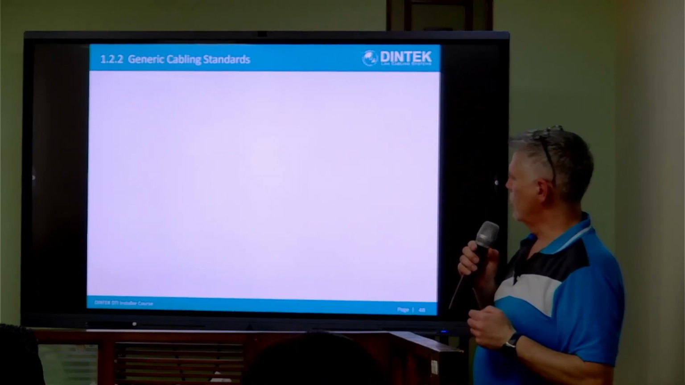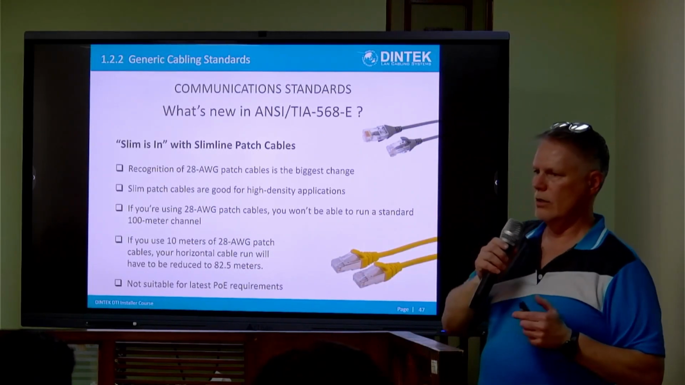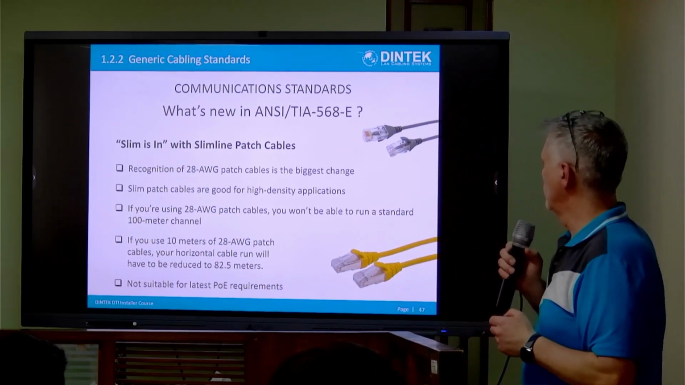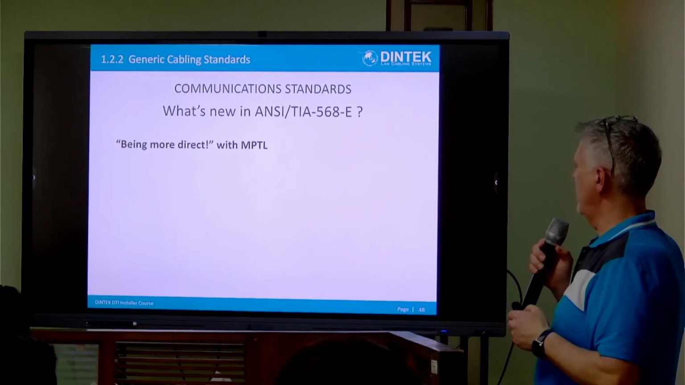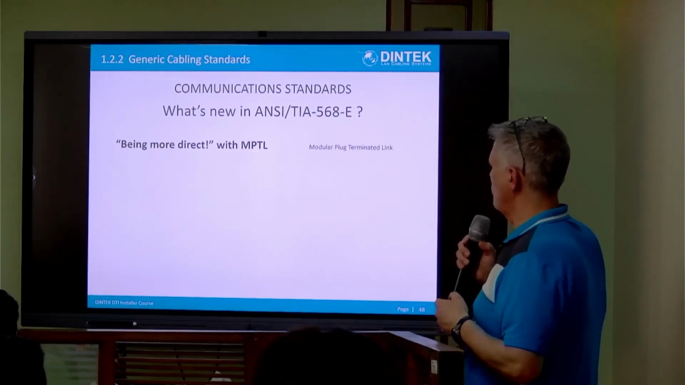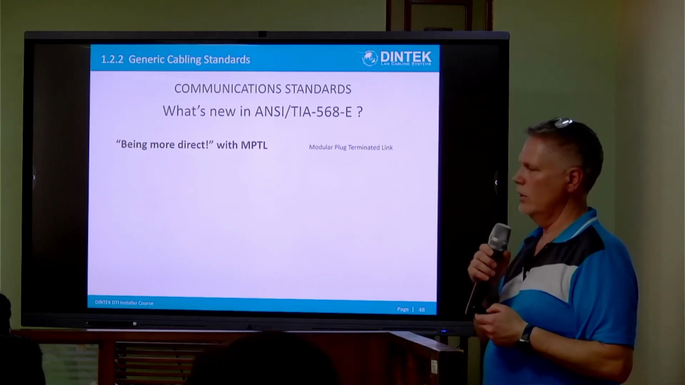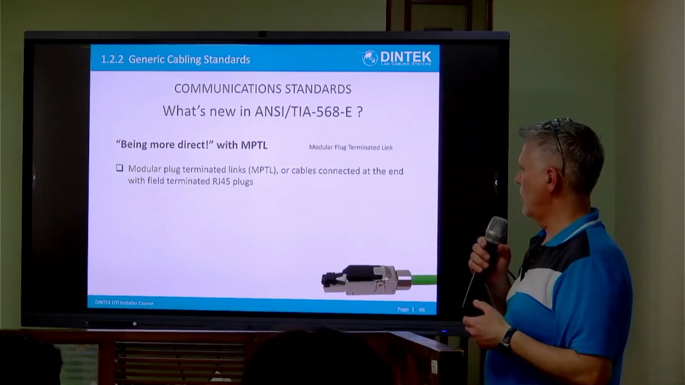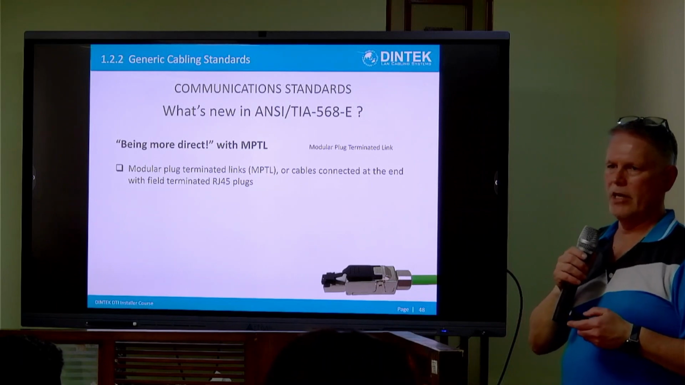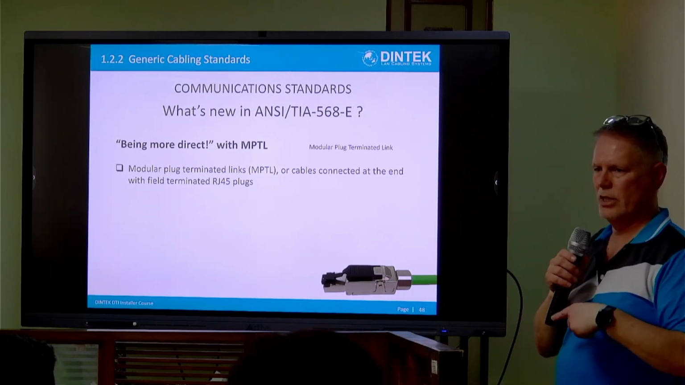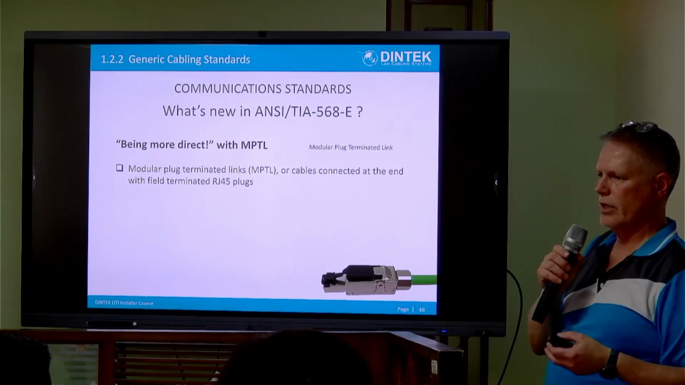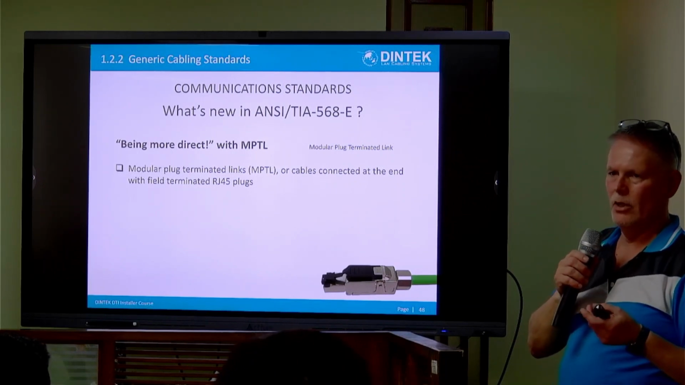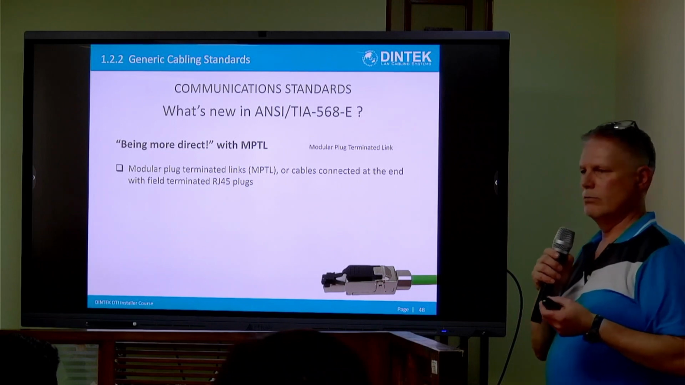They're also not suitable for PoE. They brought in the MPTL, modular plug terminated link it's called, also called field terminated plugs. We're going to do some of these today. So the field terminated plugs were brought in for direct attachment to twisted pair cables.